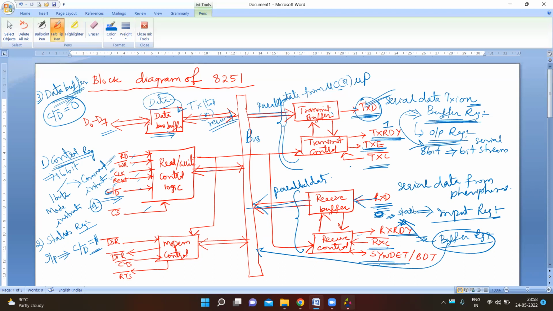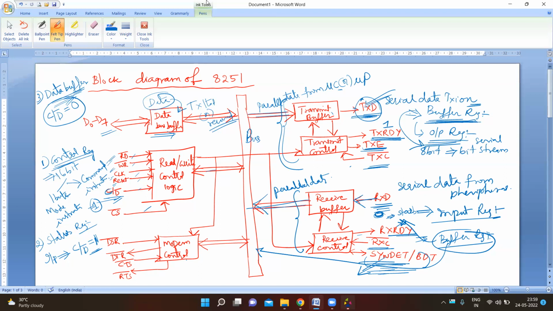And last, this is an output signal again, the SYNDET/BRKDET signal. During asynchronous mode, it is used to indicate a break in data transmission, whereas during synchronous mode, it is used to indicate synchronization detection. If there is any break in data transmission, then that is indicated by this line. And next is the modem controller.